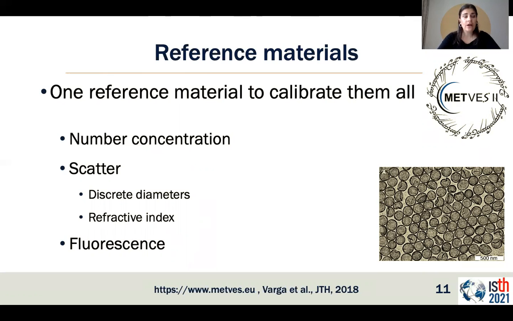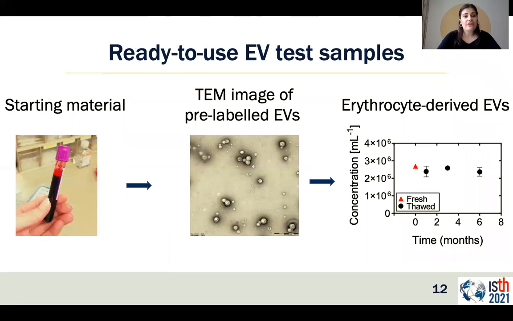And at the moment, we are developing three different types of reference material in the project, which are hollow organosilica beads, polymer-based solid low refractive index particles, and also liposomes. Another thing we are developing within the project is a quality control sample, which is a ready-to-use EV test sample that will later on be used to validate the newly developed reference materials. And we're developing this test sample from either human urine or human plasma as a starting material. The sample contains pre-labeled EVs and is stable over time.